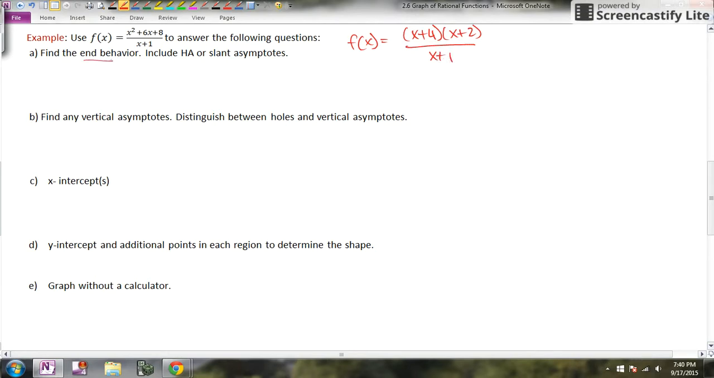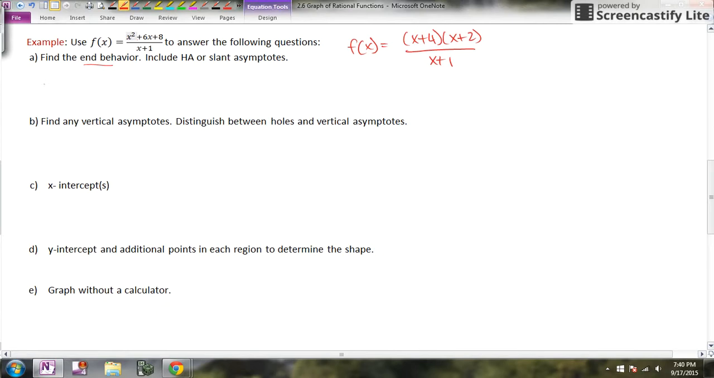Find the end behavior. Okay, we'll do that. Compare the exponents. Ooh, bigger on top. That means there's no horizontal asymptote. But what that does mean is there is some other type of asymptote. And the asymptote you want to find is one when you divide that out. So you actually do the long division.